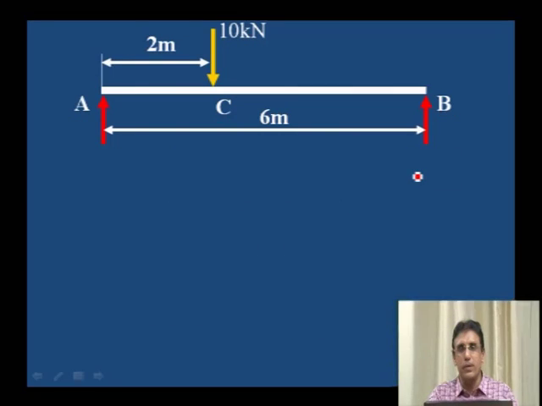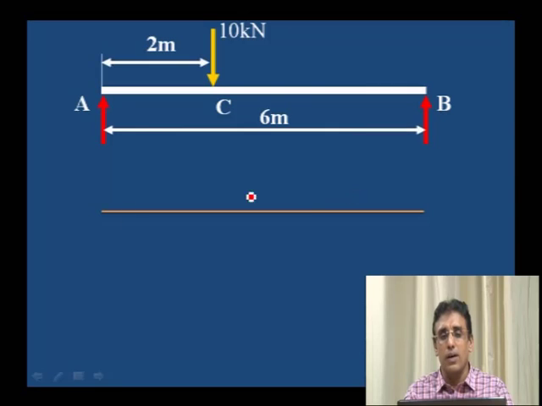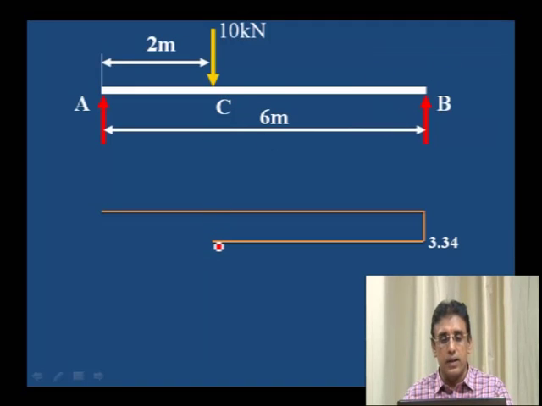This is the beam given. First draw a horizontal line. Now what is the value of shear force at B? 3.34. It is negative, that is why we have drawn the line downward. 3.34 kilonewton. Then from B to C it is constant.